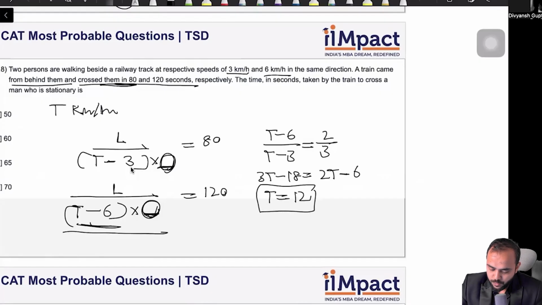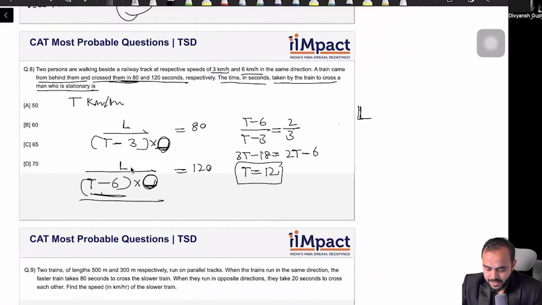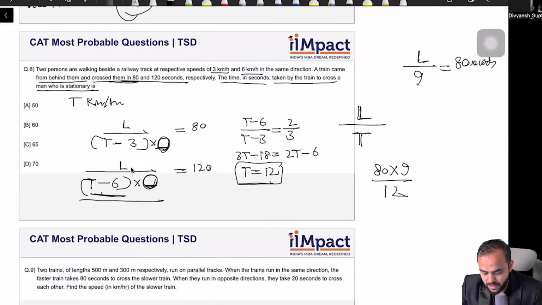Now I have to find the time in seconds taken by the train to cross a man who is stationary. So that answer will be length of the train divided by t. Now I already know that if I replace t with 12, I'll get L divided by 9 is equal to 80 seconds, and I want to find L by 12. So I'm going to do 80 into 9 divided by 12. This will be L by 12, which is going to be my answer. So this is 3 by 4. This is 20. So 20 into 3, that is 60.